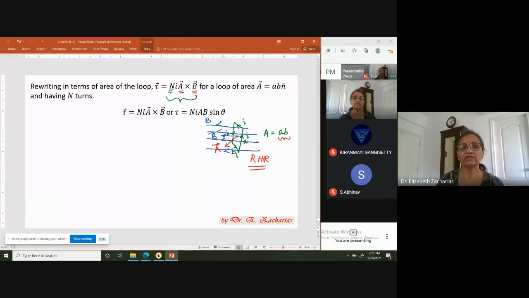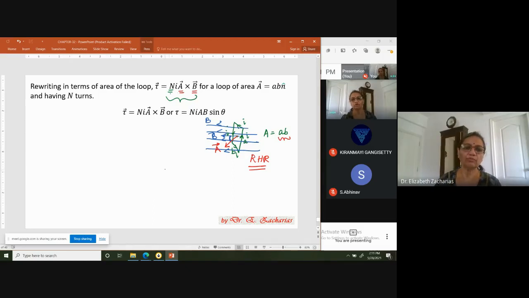This is my A vector. So now I have to look at this angle. This is my theta. This is the angle between A and B vector. So this is the way you get the angle between the A and the B vector. Okay. Now, so what is the torque trying to do? The torque is trying to turn this so that theta becomes 0.